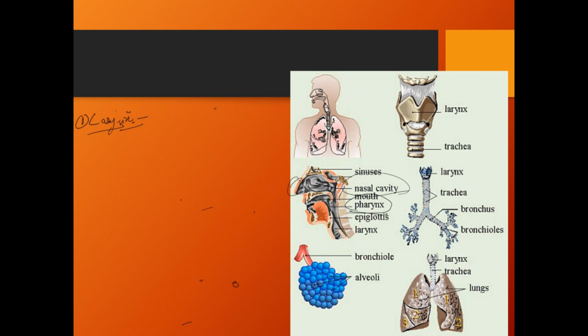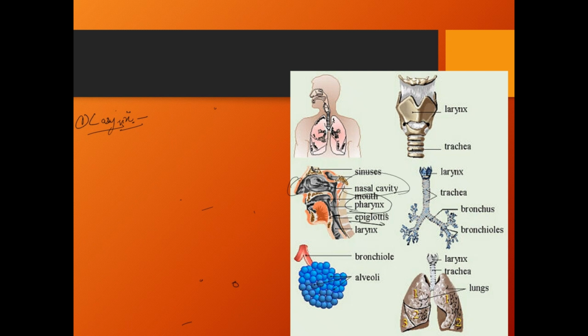Now during swallowing, when we swallow food, the epiglottis closes to prevent the entry of food into the glottis. You can see this epiglottis closes this part so that the food does not enter the windpipe. It has to go through the esophagus.